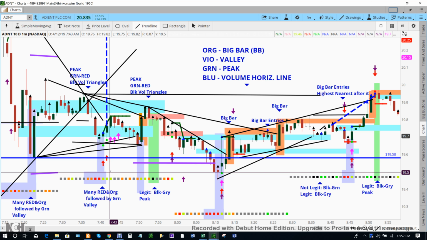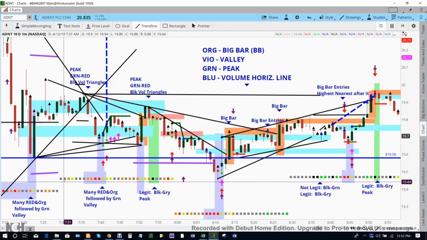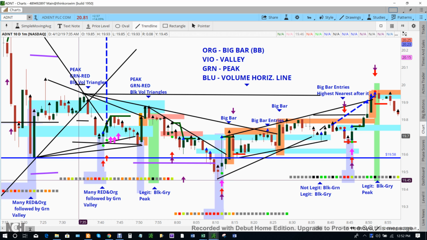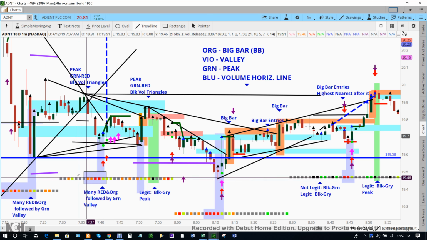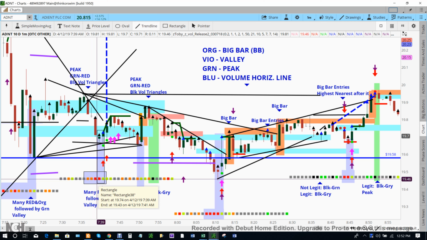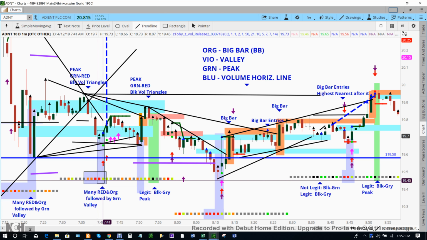Okay, so I want to try to identify peaks and valleys using my indicators, concentrating on these momentum indicators down here. These are not just momentum; these are volume-based momentum, so they take volume into account. The gray ones indicate there's no volume, so you ignore those. The orange and red ones mean momentum is going down, and the greens mean it's going up.